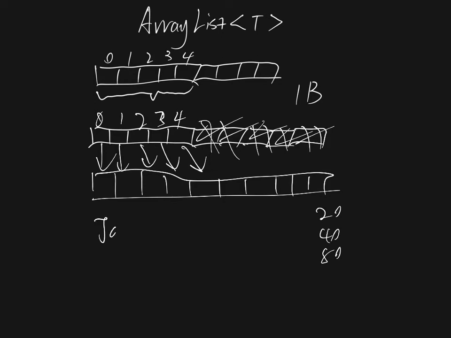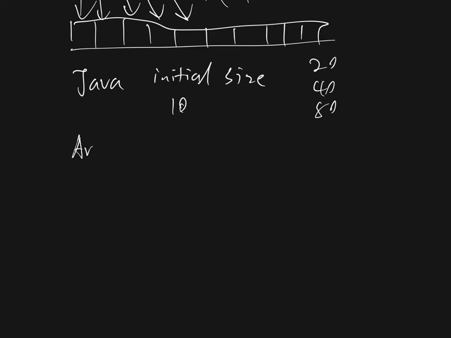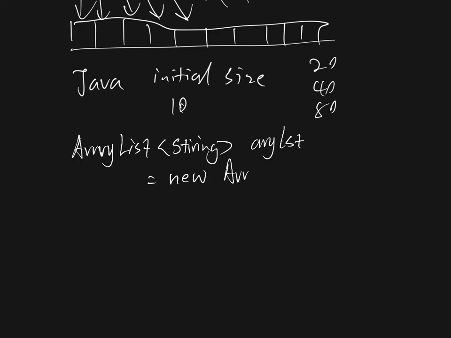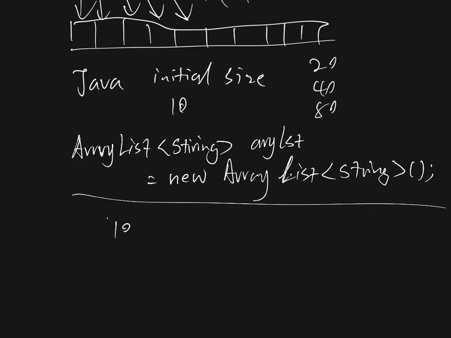Just a quick note: in Java, the initial size of an ArrayList is 10. So when you initialize an ArrayList, say we'll just say a string ArrayList equals new ArrayList<String>, and that's how you initialize it. When you do this, the default size in there is 10, and if you reach 10, it's gonna double to 20, to 40, so on and so forth.